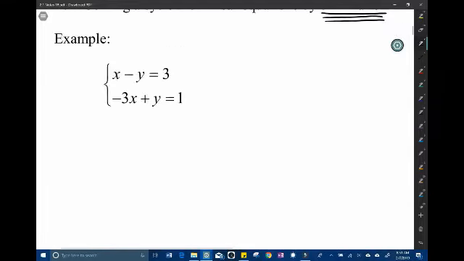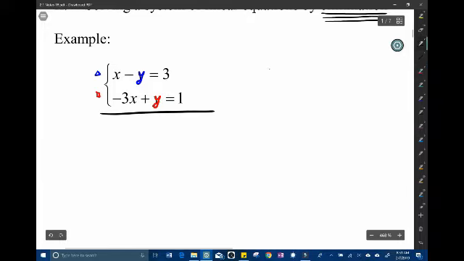So example, this time the goal is to have opposite coefficients of a variable. So y in triangle is -1, and y in circle has a +1. So they're already set up to eliminate. If you remember, if that is the case, we can eliminate, and that just means -y, +y cancel out to 0y. X and -3x is -2x. And then 3 and 1, don't forget to add the last column.